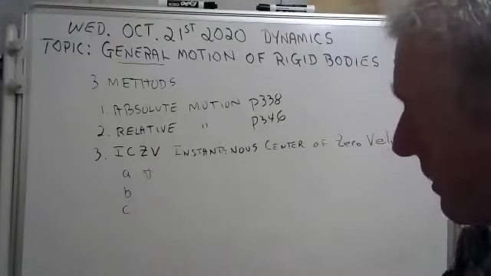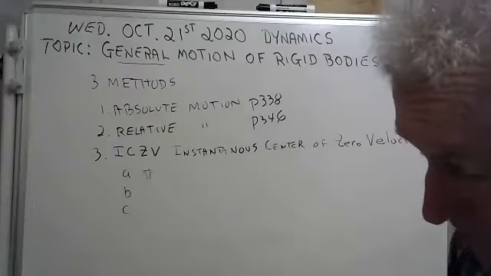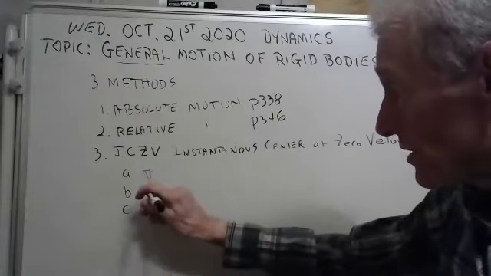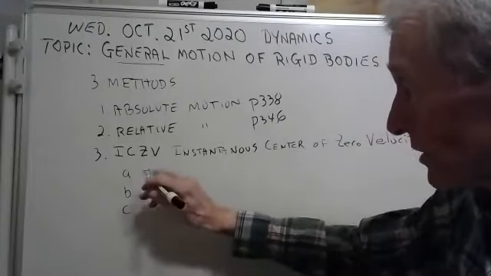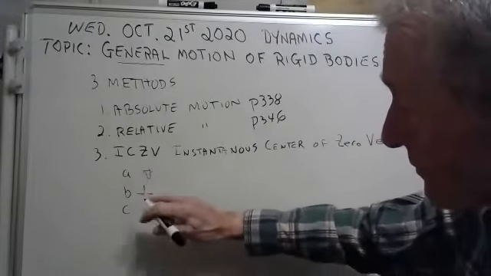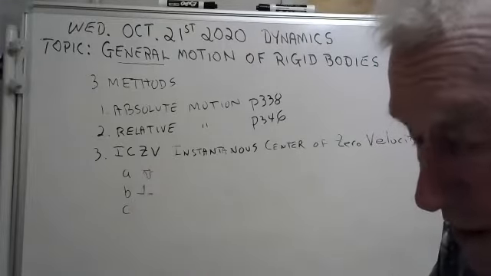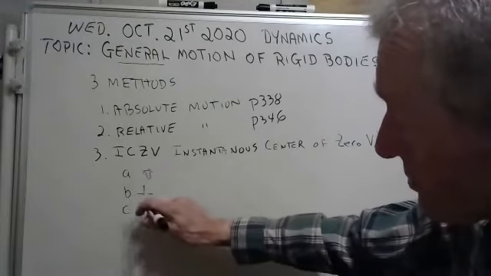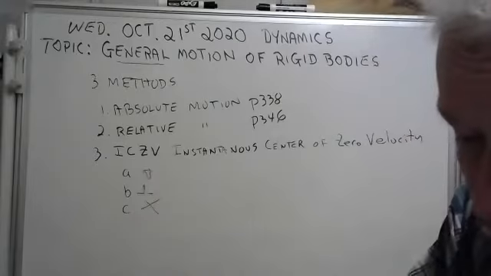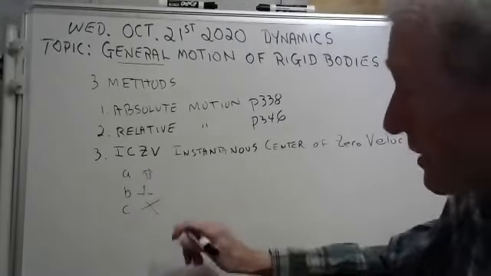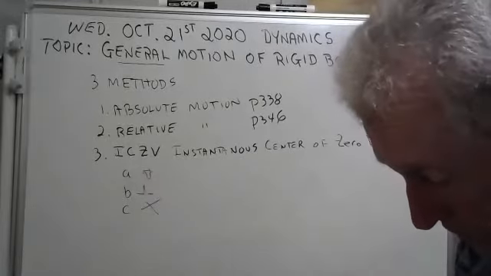And then the next step, well, you need to draw a perpendicular to those velocities. Mark some velocities on your body, then draw perpendiculars to those velocities. Now, where those perpendiculars cross, they'll cross someplace. That's the ICZV. That's how you do it. That probably didn't make a lick of sense, but we'll show you. We'll do one.